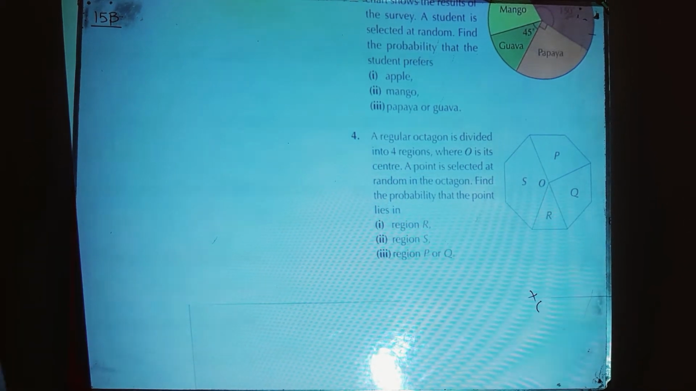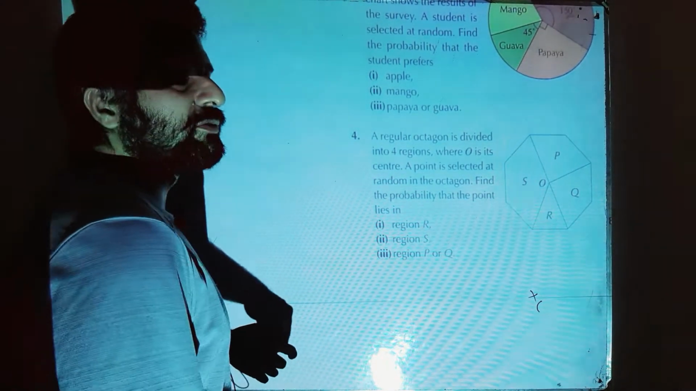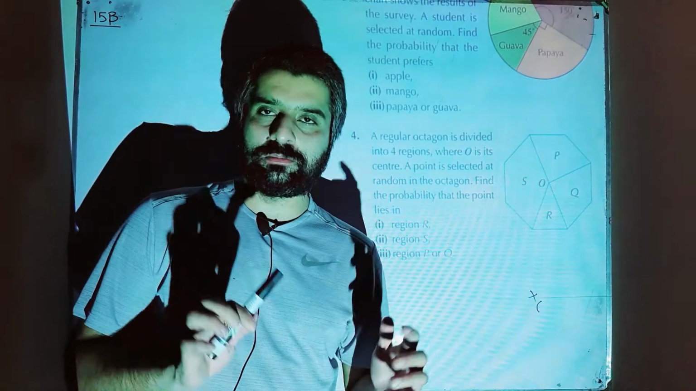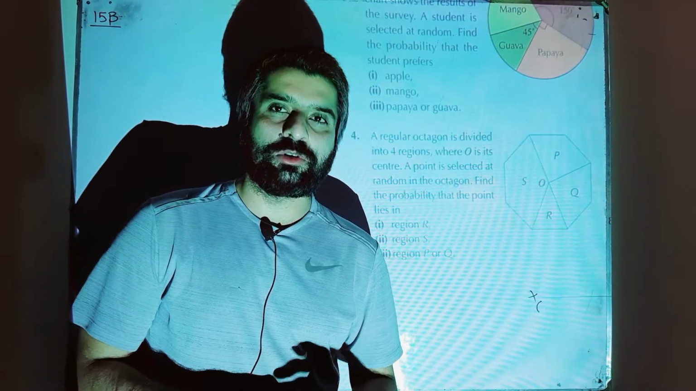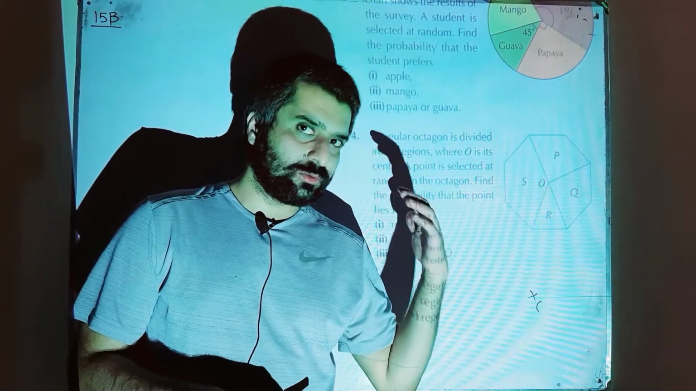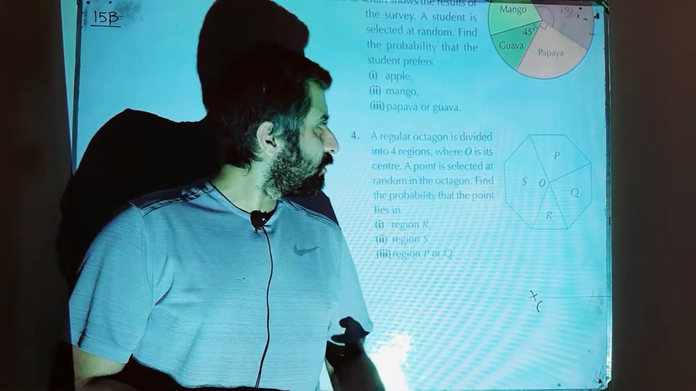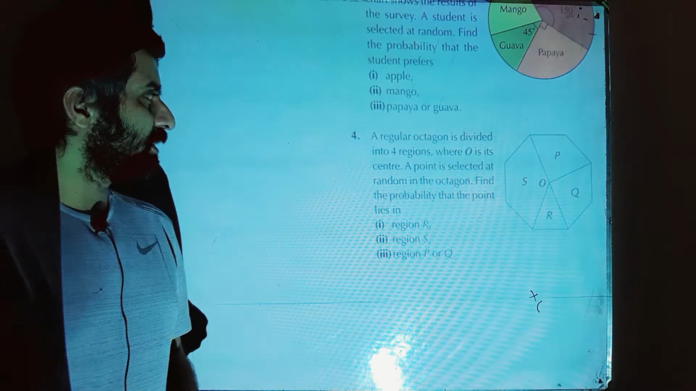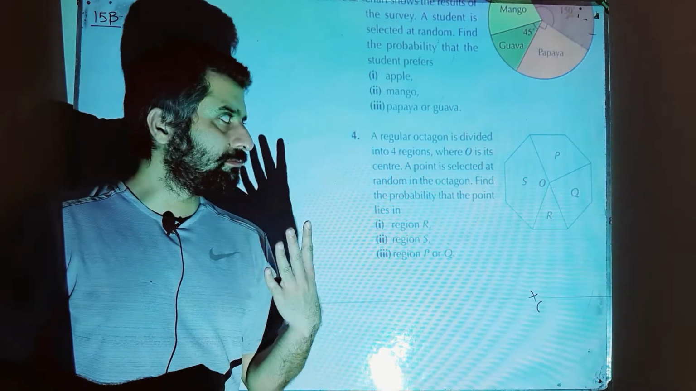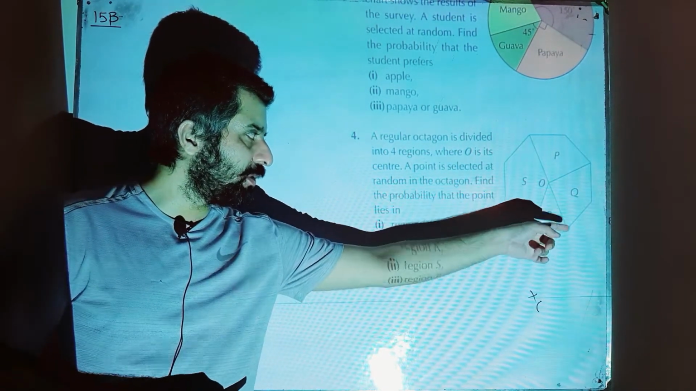So in this lesson, I am continuing exercise 15B for day 2, 7th edition. Question number is now 4, up till 3, I have done that in my previous lesson. So question number 4 says a regular octagon is divided into 4 regions, P, Q, R, S.